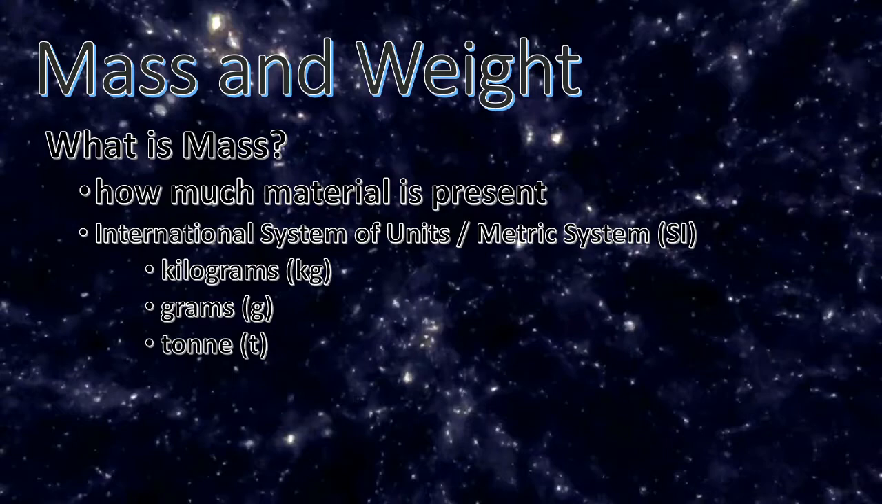So for you to identify what is mass, you can identify it through its units. The first unit that we will have here is the International Unit System, also known as the SI system or metric system. Thailand and other Asian countries use this SI unit system, which is in kilograms, grams, and tons.